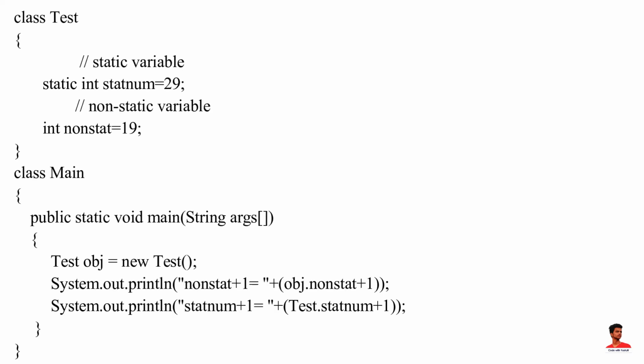In this example, we have declared a non-static variable named nonstat and a static variable named statnum inside the class test. Inside the main class, we can see that we are calling the non-static variable using the object of the class. However, we are calling the static variable by using the class name.